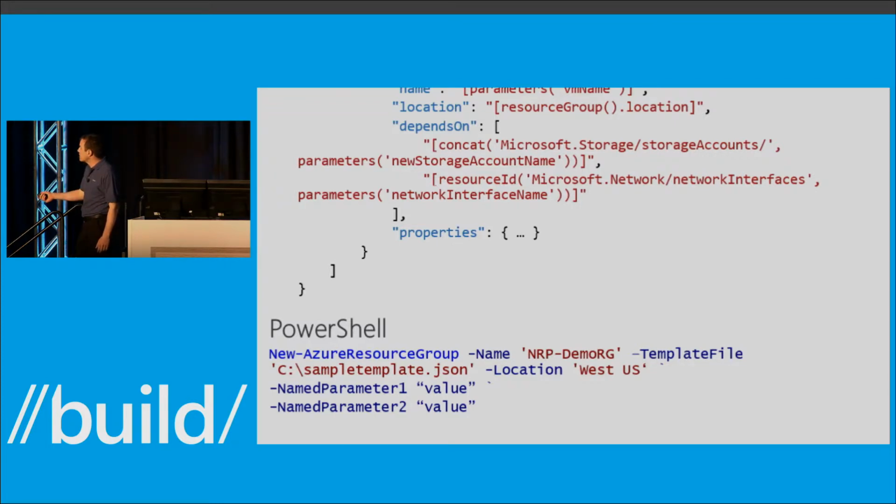We have PowerShell, New-AzureResourceGroup. We also have support to do this in XPlat and so on. And specify the name, the template file we want to use, what region we want to deploy this into, and then the name parameters that we want to pass in values for.